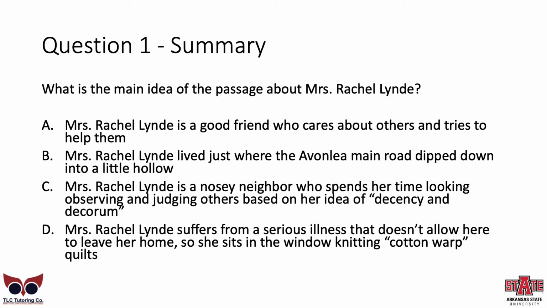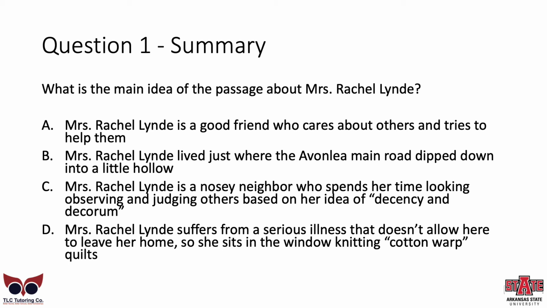Question number 1. Summary. What is the main idea of the passage about Mrs. Rachel Lynde? A. Mrs. Rachel Lynde is a good friend who cares about others and tries to help them. B. Mrs. Rachel Lynde lived just where the Avonlea Main Road dipped down into a little hollow. C. Mrs. Rachel Lynde is a nosy neighbor who spends her time looking, observing, and judging others based on her idea of decency and decorum.